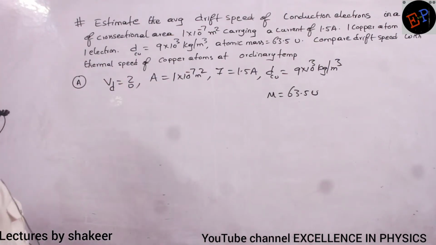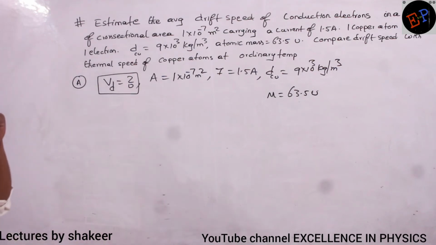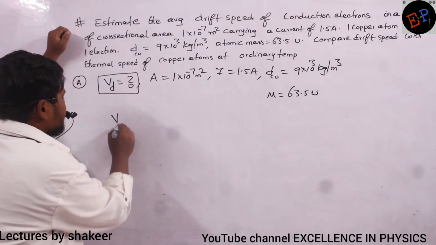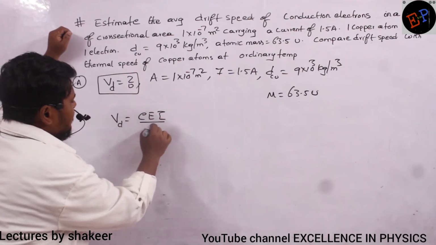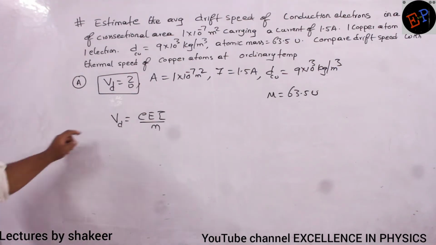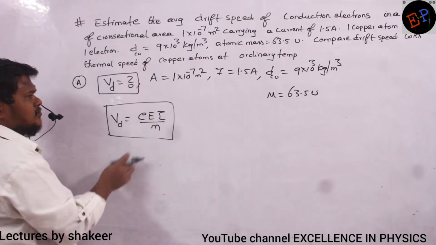So he is asking us to find the drift speed. Where can I find drift speed? There are many formulae. One formula is drift speed is equal to e tau divided by m. Yesterday we derived this one. But is this equation suitable here or not?